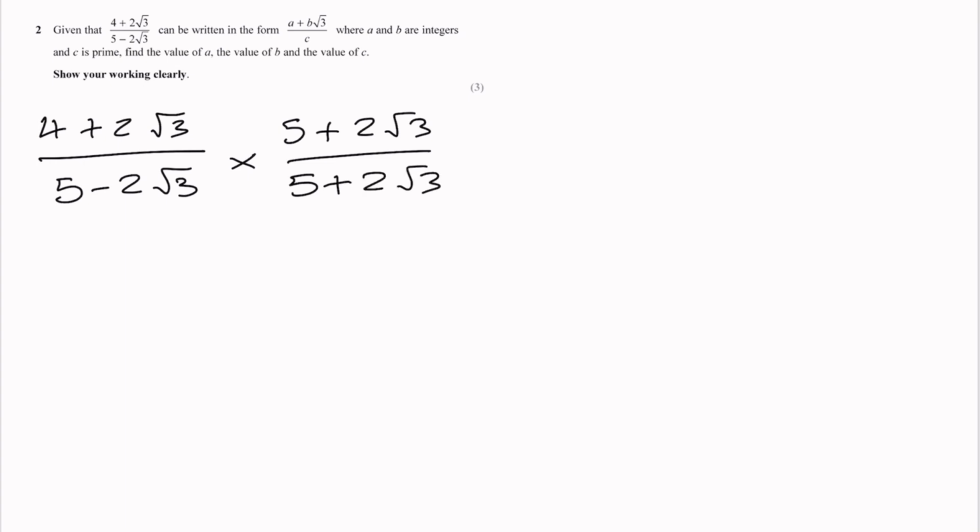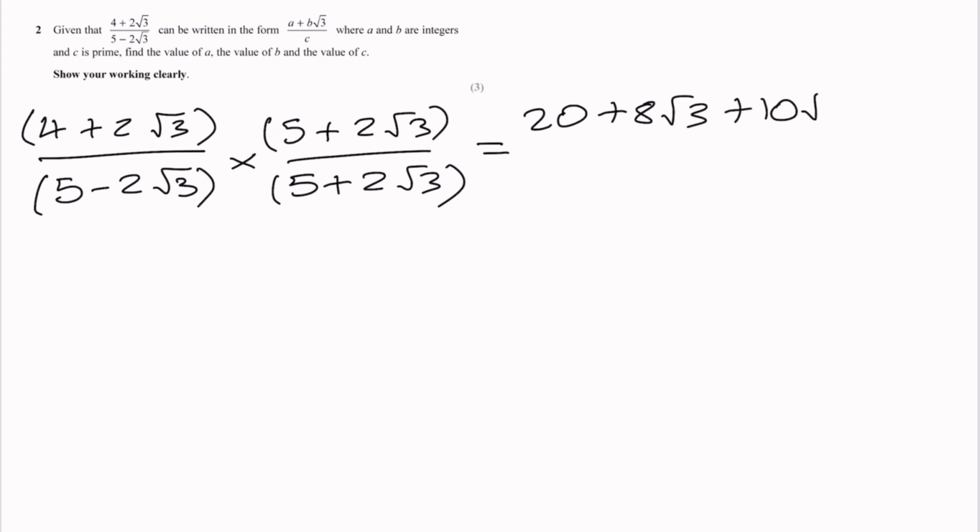And then multiplying fractions, you just multiply at the top. You don't need to put the bracket in, but it's the same as expanding a double bracket. So we've got 4 plus 2 root 3 times 5 plus 2 root 3 on the top. So 4 times 5 is 20. 4 times 2 root 3 is 8 root 3. 2 root 3 times 5 is 10 root 3. And then 2 root 3 times 2 root 3. Well, the 2 times 2 is 4, and root 3 times root 3 is just 3. So that's 4 times 3.